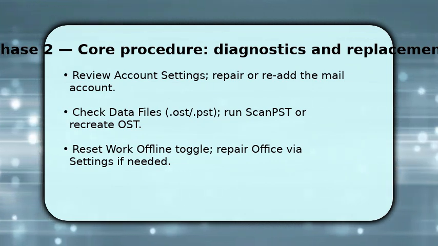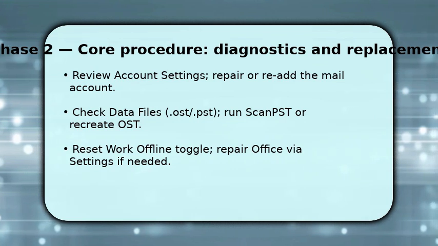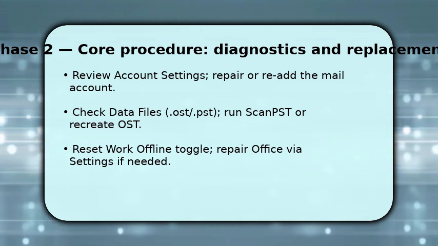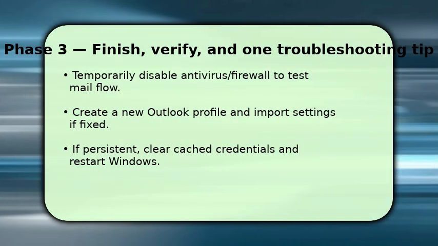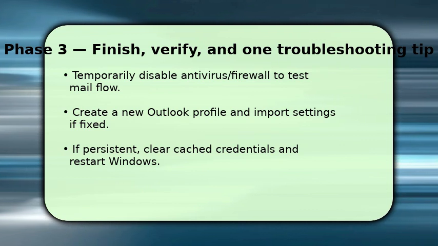Finish by isolating system-level blockers. Temporarily disable antivirus and firewall to test whether security software is blocking Outlook. If mail flows, add Outlook exceptions. If problems persist, create a fresh Outlook profile and import settings. That often resolves profile corruption.